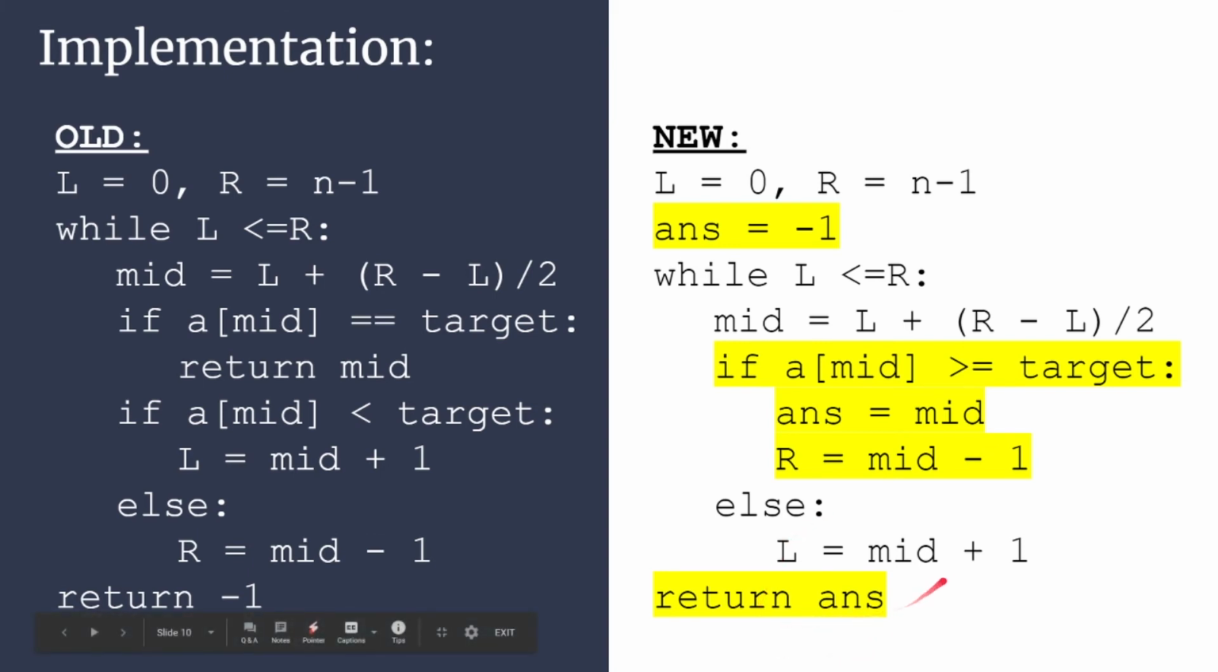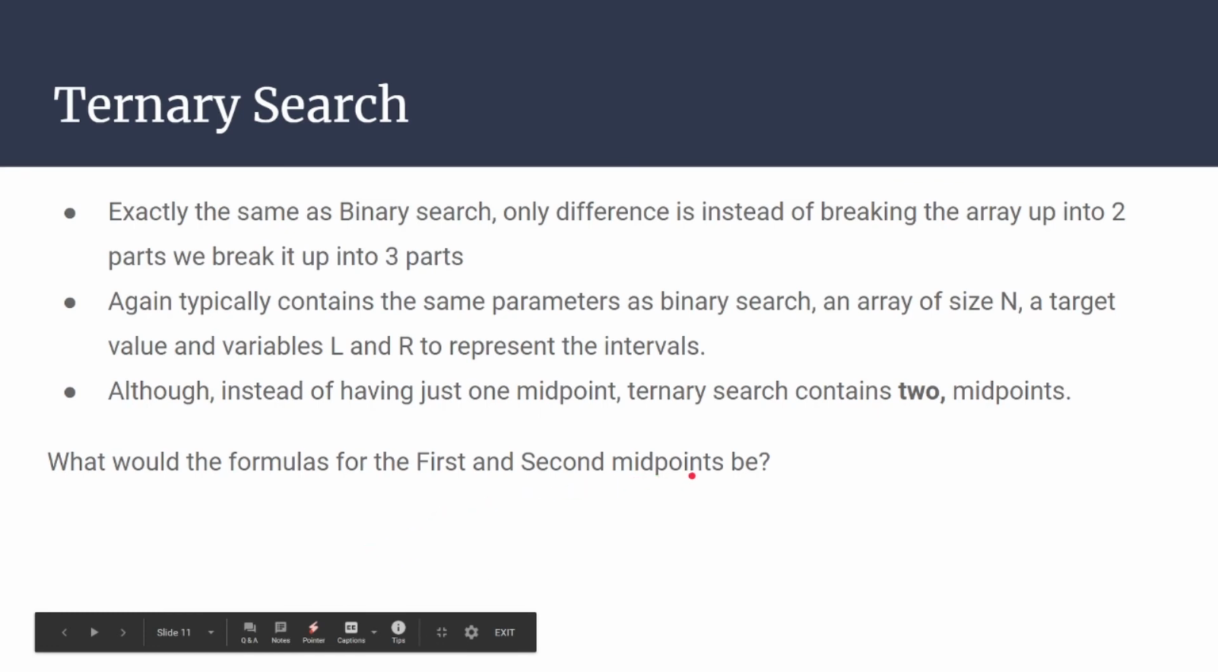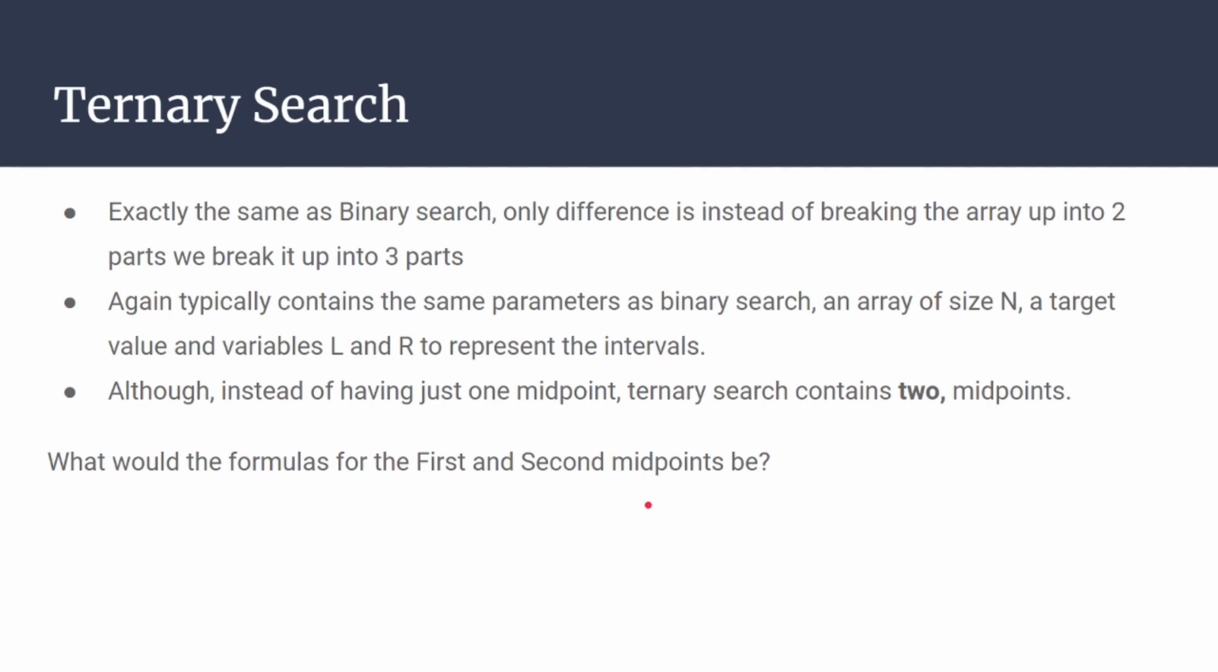and we return ans. So finally, ternary search. If you didn't know, ternary is literally the exact same thing as binary, but the only difference is instead of breaking the array up into two parts, get it? Because binary, two, we break it up into three. So ternary obviously means three. Again, it typically contains the same parameters as binary search, so an array of size n, a target value, and variables L and R to represent the intervals.